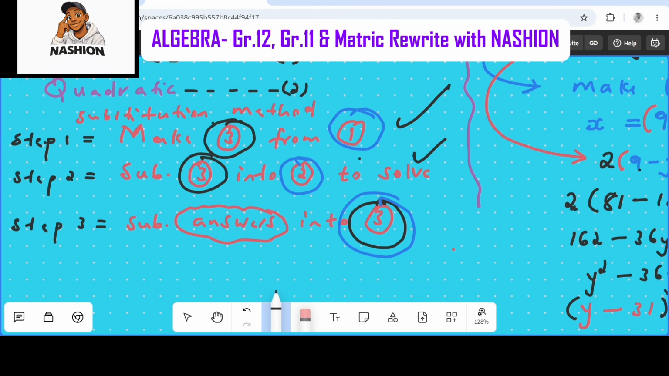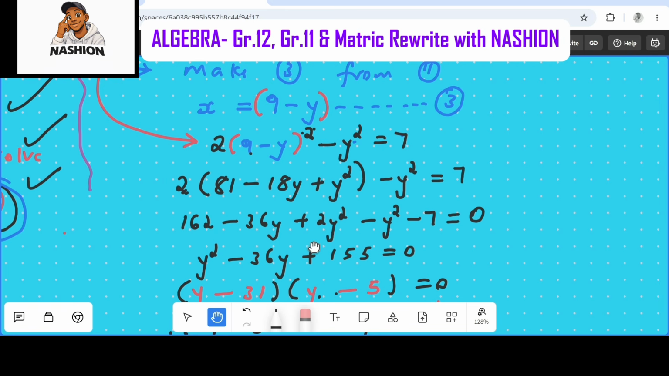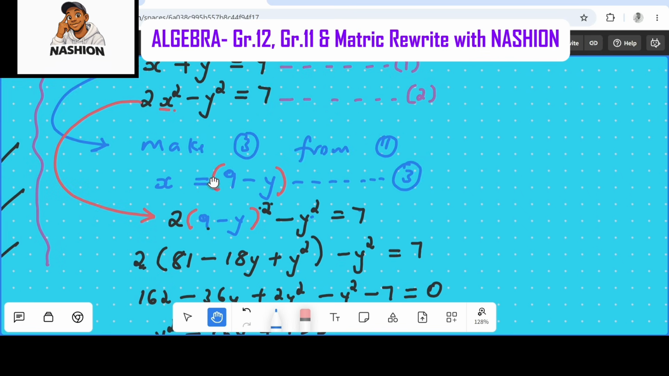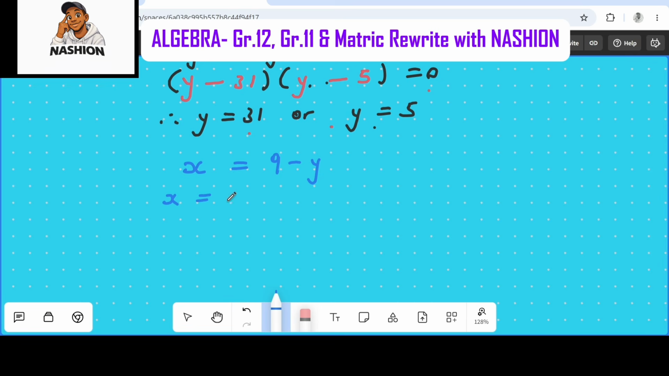Step 1 done, step 2 done. Now step 3, we are going to substitute our answers into equation 3. Equation 3, where are you? This is equation 3. Now where we see y, we are going to write 31. So that's 9 minus 31. Or where we see y in equation 3, we are going to put 5, the other y value. So x is equal to 9 minus 31, that's negative 22. Or x is equal to 9 minus 5, that's 4.